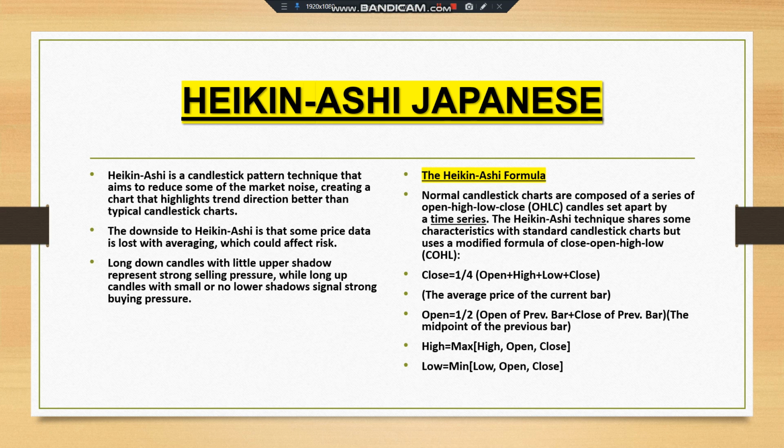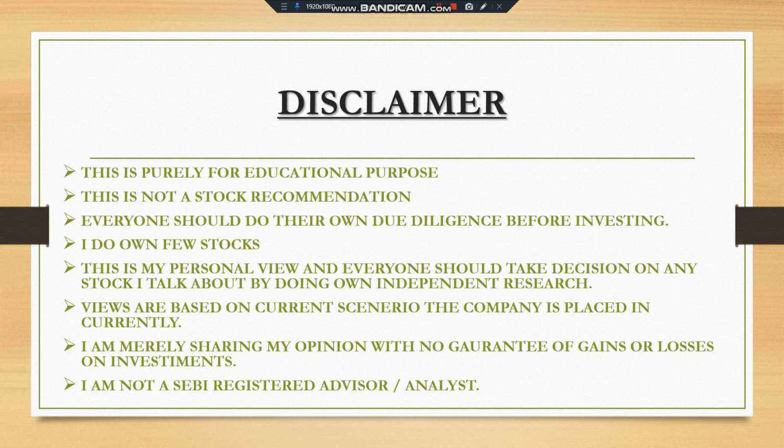The high is the maximum level, whether it opens higher, reaches high, or closes high. So high is the maximum value, and low is the minimum value among low, open, close. The minimum value is what is considered in this formula.